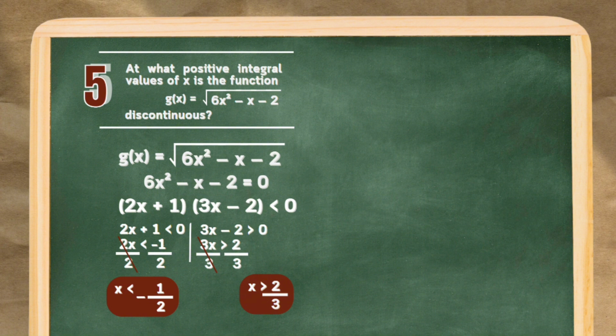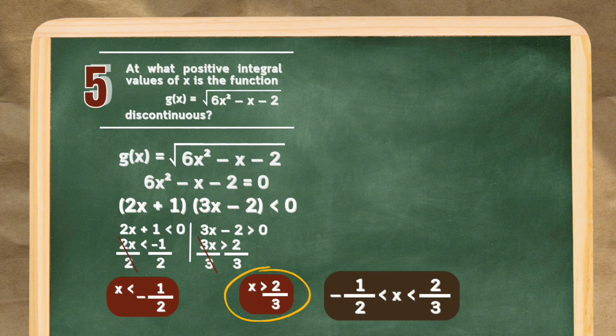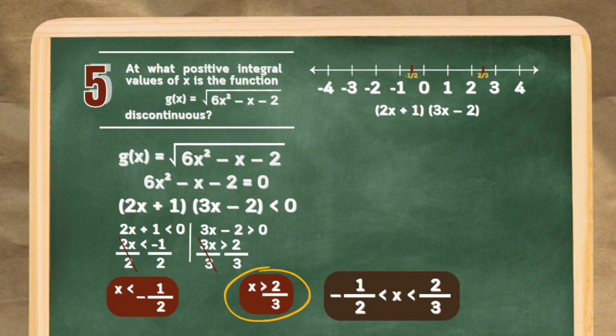Since positive integral ang hinahanap, therefore, ang final answer natin ay x is greater than 2/3. We can also conclude that x is greater than negative 1 half but less than 2/3. But we're not done yet. We need to prove the inequality, which is why it is considered discontinuous. For that, we will use the x values we got, negative 1 half and 2/3, for creating the number line. The two values should be in between 0.